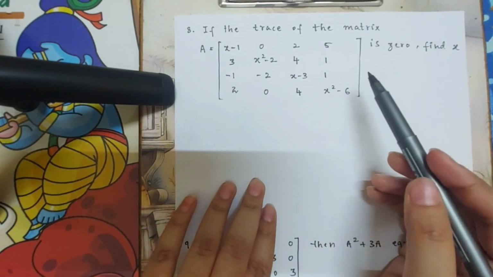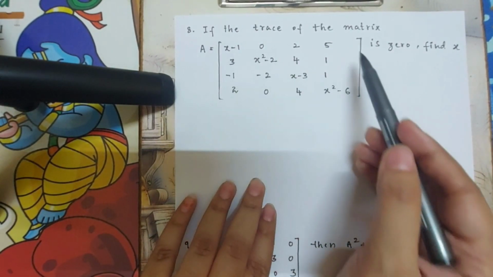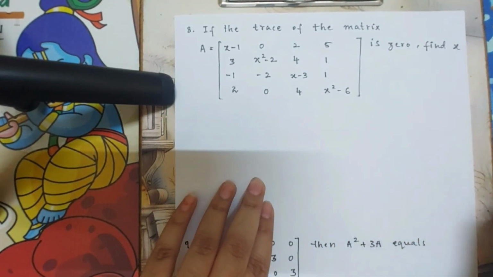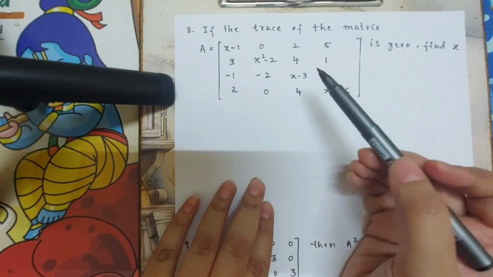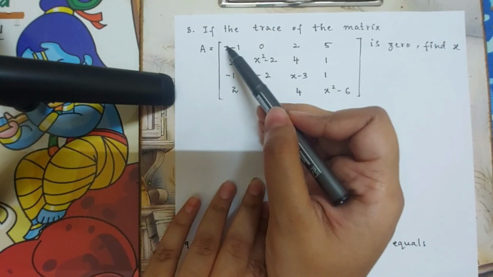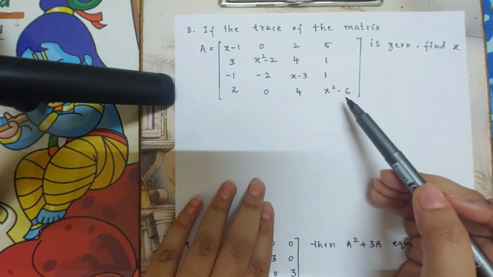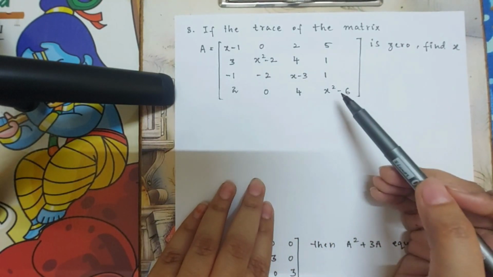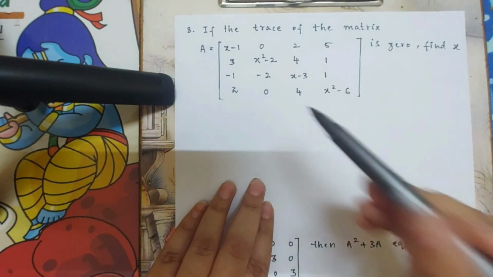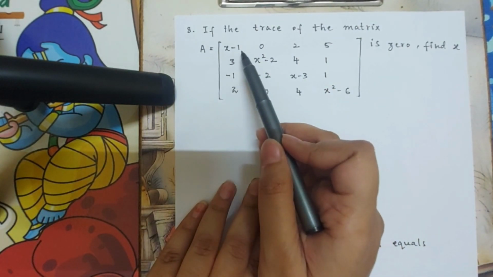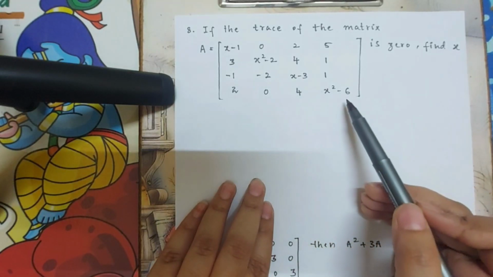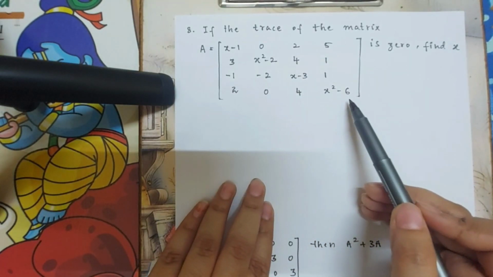What is given in this question is that the trace of this matrix A is equal to 0. Now first thing, what do we mean by trace? We get the trace by adding all the diagonal elements. So if I want to find the trace, I should be adding x minus 1, plus x square minus 2, x minus 3, with x square minus 6.